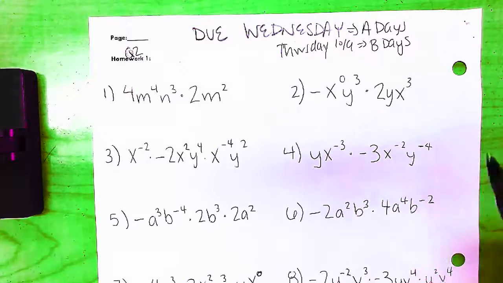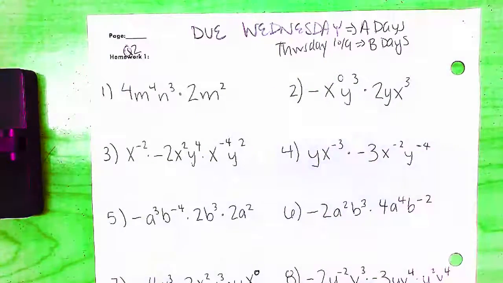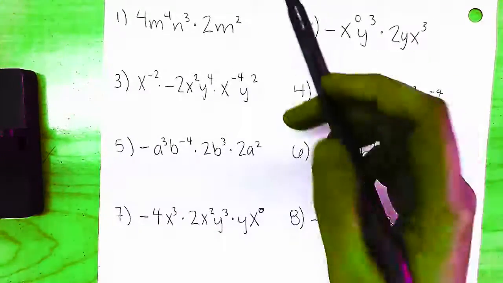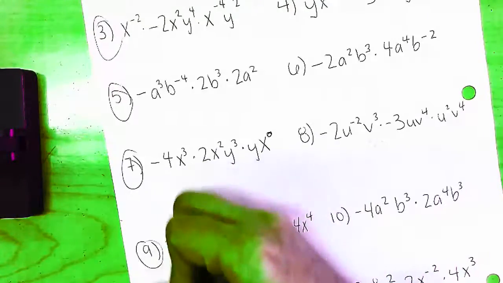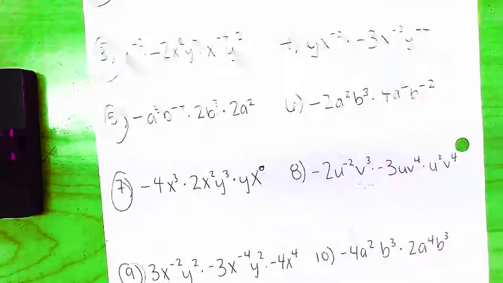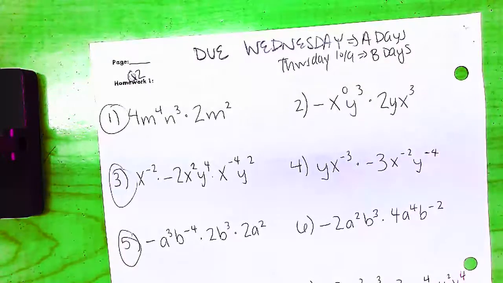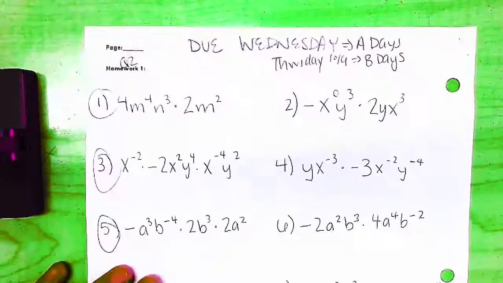We are going to talk about how to do these problems. I'm going to do the 1, 3, 5, 7, 9, and 11. So I'm going to do the odds. Y'all are going to have to do the evens on your own, but hopefully this process will help you remember. So without further ado, let's get started.